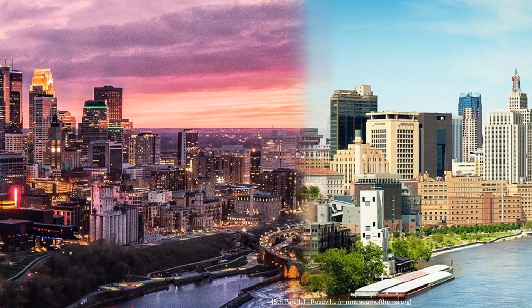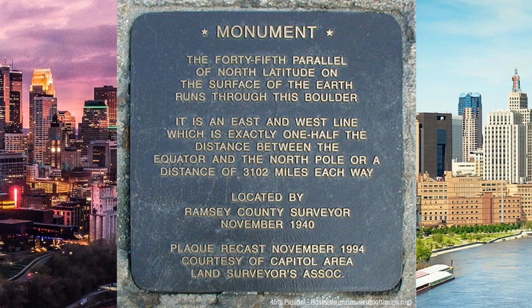Here's a beautiful picture of the Twin Cities. The Twin Cities, located on the 45th parallel of north latitude on the surface of Earth, run through this border. This is a monument in the Twin Cities. The distance from here to the North Pole or to the equator are both 3,102 miles. That is 5,000 kilometers. Why is it 5,000 kilometers? There's a story behind it during the French Revolution.